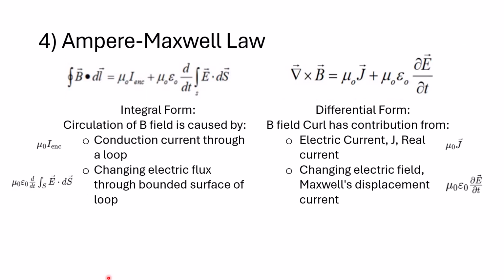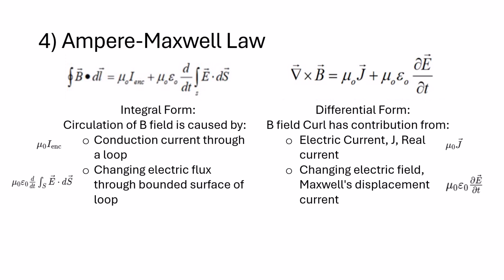Moving on to the final equation, this is the Ampere-Maxwell law. So the left-hand side is the integral form, and this shows us that the circulation of a magnetic field is caused by the total of, first, the conduction current through the loop, which is this term here, and the changing electric flux through the bounded surface of that loop, which is the second term.